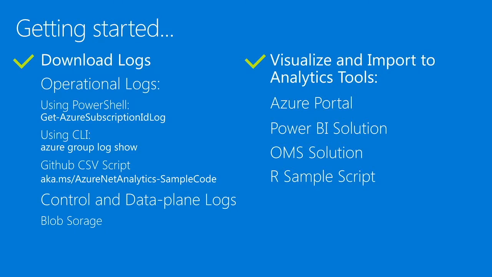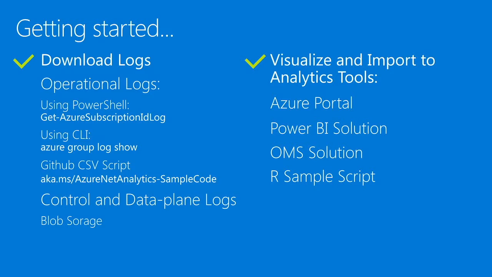As a start, how do we get access to these different logs? There are 2 ways today to get access to the logs. The first of them is to download the logs. For operational logs and API audit logs, you can access them through the portal. You can access them also through PowerShell, with commands like Get-AzureSubscriptionIdLog. You can access them using the CLI, azure group log show.